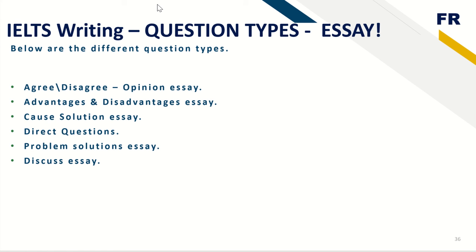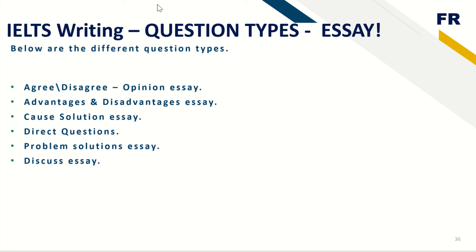The next most common type of essays are the cause and solution essay, where they basically talk about a scenario that is creating a crisis or creating problems for the current generation, and they ask you to suggest your solution to it. The next one is of course the direct question, where they simply give you a one-liner or a simple topic for you to write on.